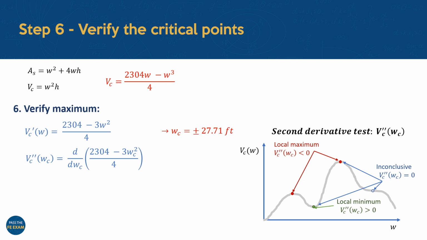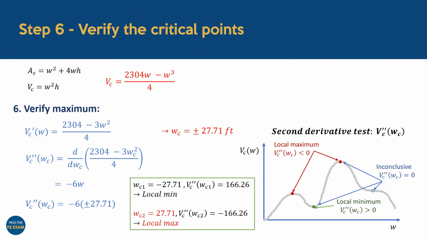Let's apply this test. We differentiate the volume function one last time to obtain its second derivative with respect to its width. Using the power rule again, the constant terms disappear, leaving us with a second derivative equal to negative 6w. Now, substituting our critical values into this equation, we find that for w equal negative 27.71, the second derivative is positive, meaning this point represents a local minimum. On the other hand, for the positive critical point, the second derivative is negative, confirming that this point is a local maximum.